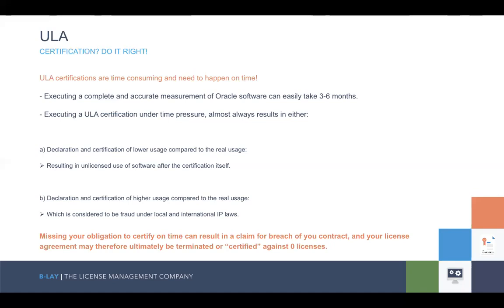So really make sure that you start on time and have your act together, because either you create a compliance issue for yourself, or you may create a situation in which Oracle is actually going to push your C-level in order to step into another ULA.